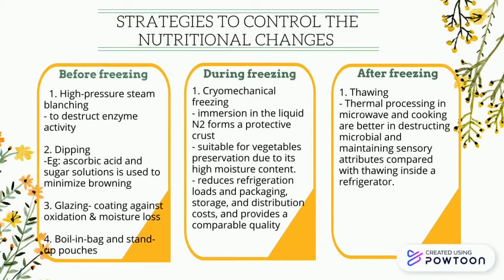So next we do is dipping. For example, ascorbic acid and sugar solution is used to minimize browning. The next pre-treatment is we glaze the vegetable. This acts as a coating against oxidation and moisture loss. So boil-in-bag and stand-up pouches are some of the packaging types used before we freeze the vegetable.